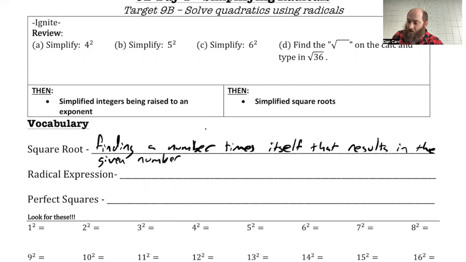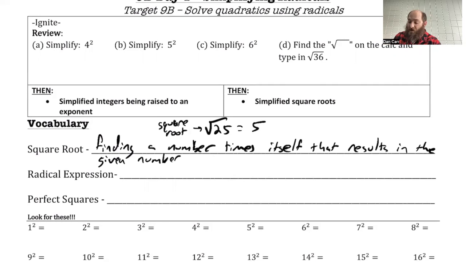Okay, so for example, if I take the square root of 25, what I'm saying is when I take the square root, which is this symbol right here, I'm saying what number times itself gives me 25. Since 25 is made up of 5 times 5, my answer is 5.